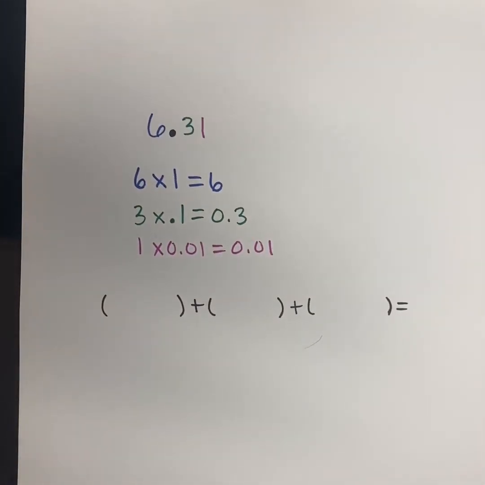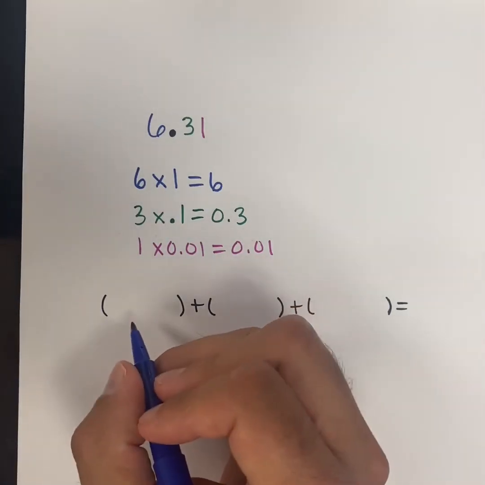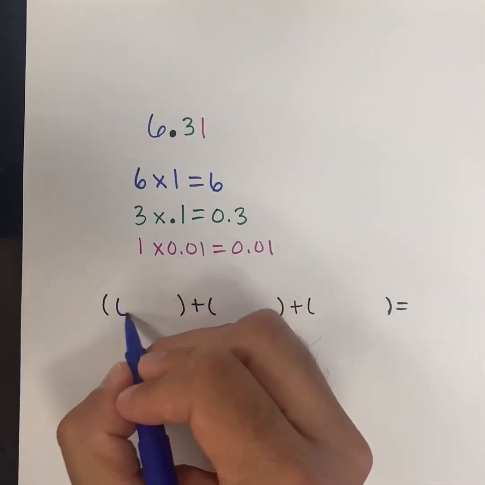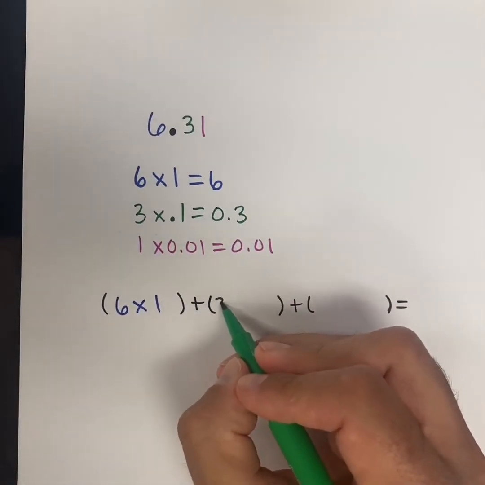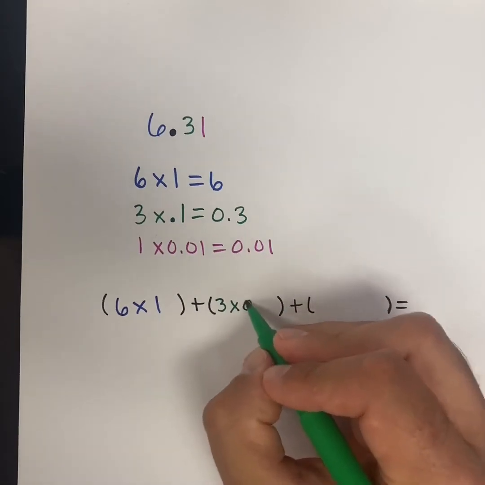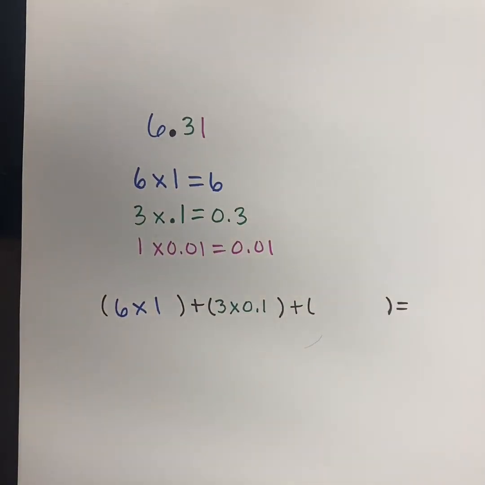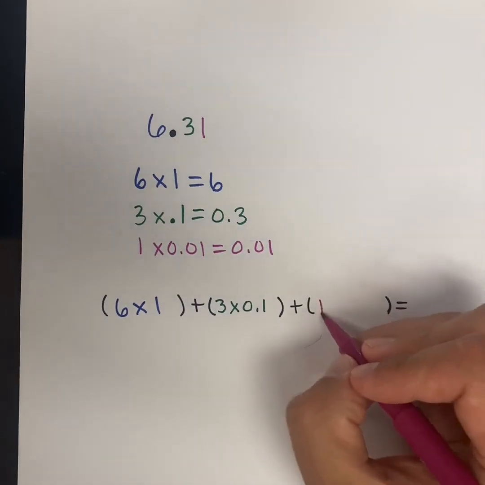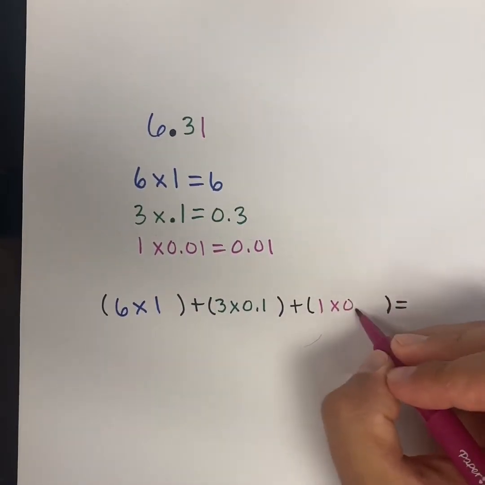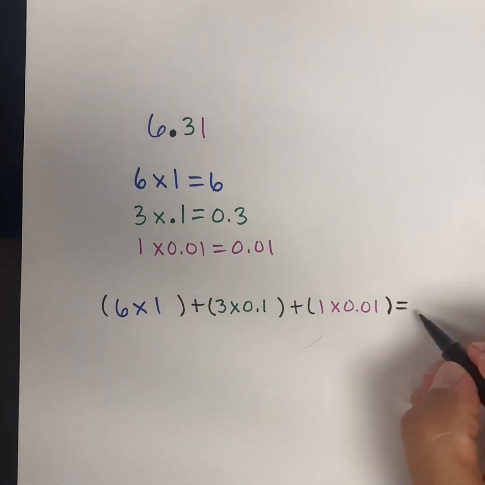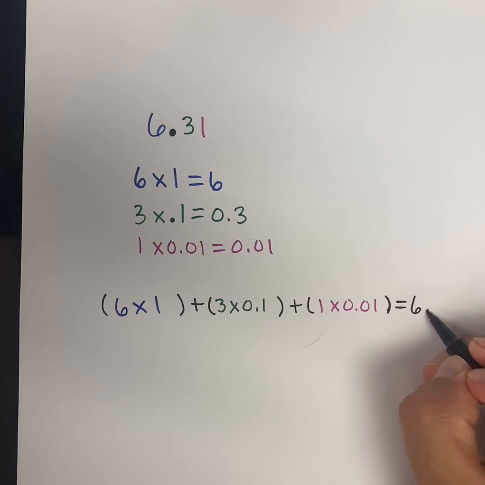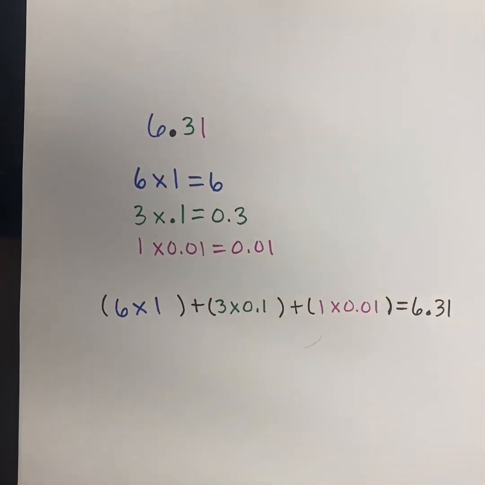So let's go ahead and write this in expanded form. We just have to put everything together. We found the value of each one of the numbers. We just have to put it all together in a string, make it an addition problem. So this is 6 times 1 plus 3 times 1/10 plus 1 times 100th. And of course, we did not change the value of this number. We just wrote it a different way. 6 and 31 hundredths.